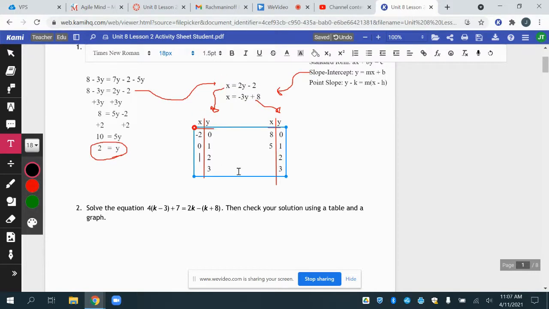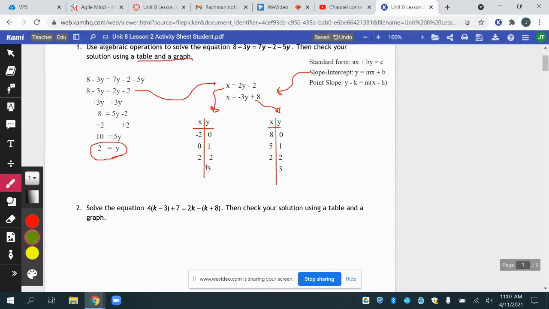What if I plug in a 2? Well, if I plug in a 2, I get 4 minus 2 is 2. If I plug in a 2 here, I get 8 minus 6 is 2. Oh my goodness. Look at that. Math works. Here, they're the same. They're the same thing. I don't even need to go on to check the 3.